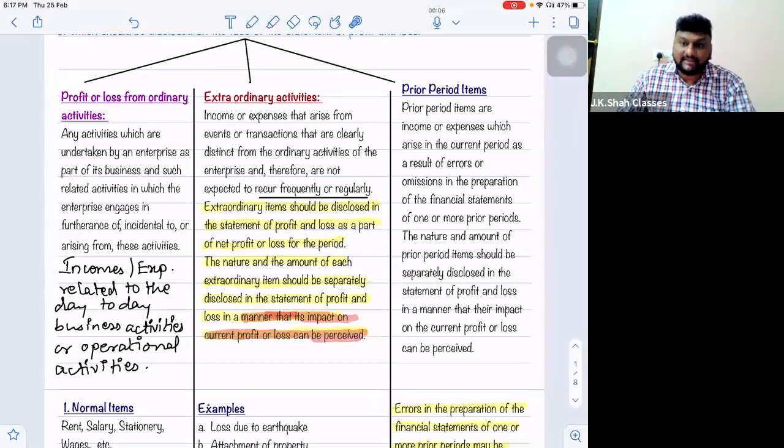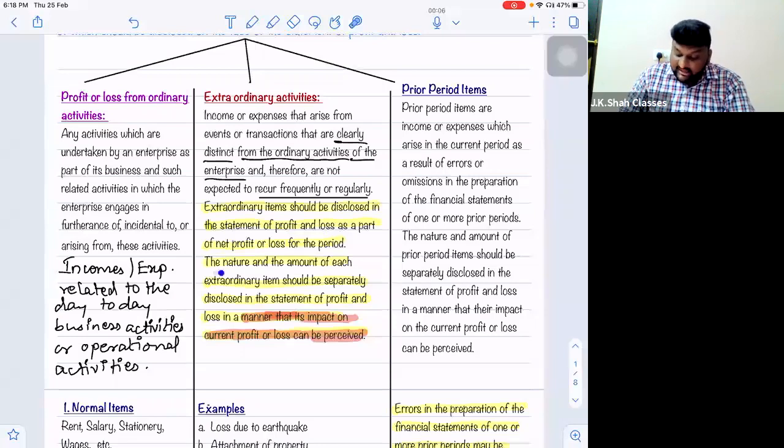These are completely distinct. Means some transactions happening in your enterprise which are not related to your business or not related to your operations. Now see what it says: income or expenses that arise from events or transactions that are clearly distinct. Please underline the words clearly distinct from ordinary activities of the enterprise, and therefore are not expected to recur frequently or regularly. That is why I said these are non-recurring in nature. Extraordinary items should be disclosed in the statement of profit and loss as a part of net profit or loss for the period. Means they should form part of your P&L account, right?